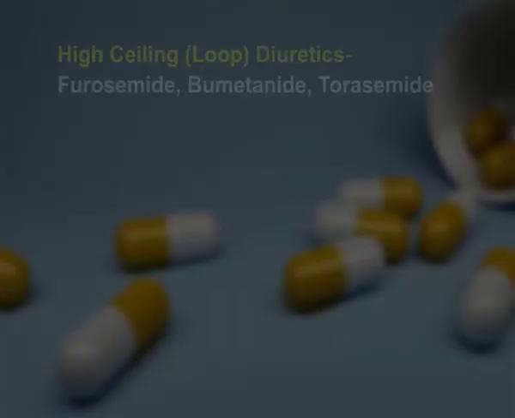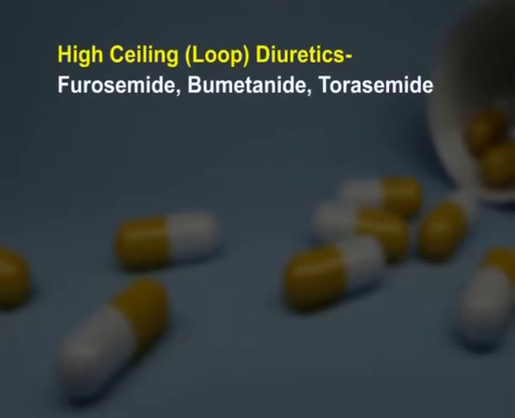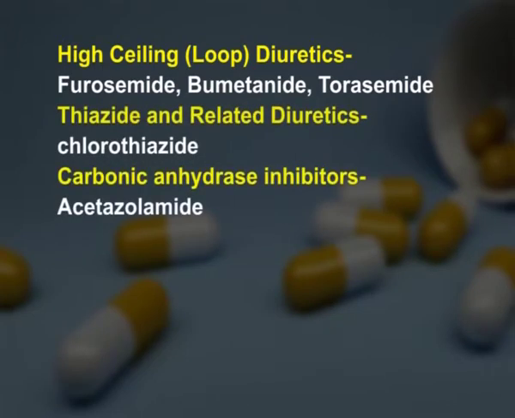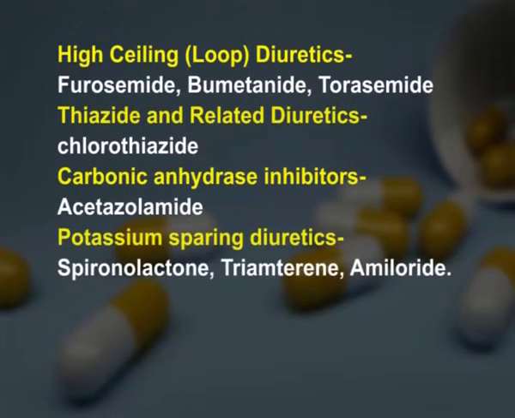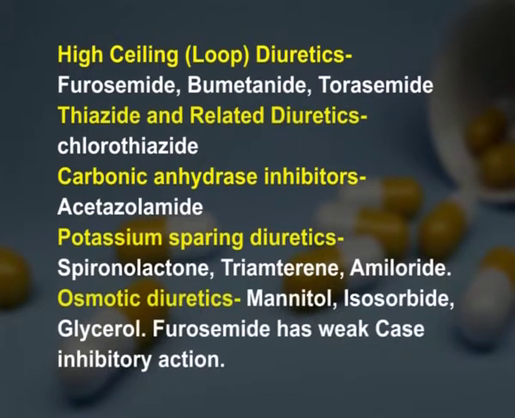The diuretics can be classified as follows. First one, high ceiling or loop diuretics. Examples are furosemide, bumetanide, torasemide. Thiazide and related diuretics. Example is chlorothiazide. Next is carbonic anhydrase inhibitors. Example is acetazolamide. Next is potassium sparing diuretics. Examples are spironolactone, triamterene, amiloride. Next is osmotic diuretics. Examples are mannitol, isosorbide, glycerol.